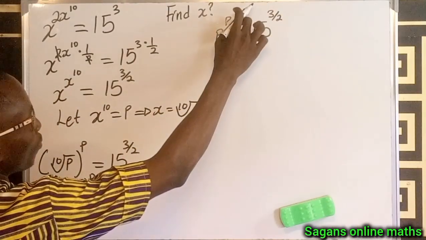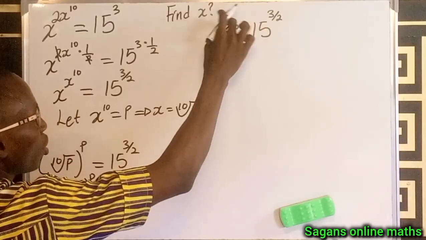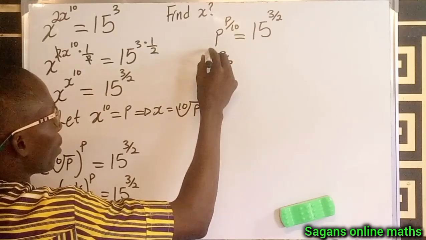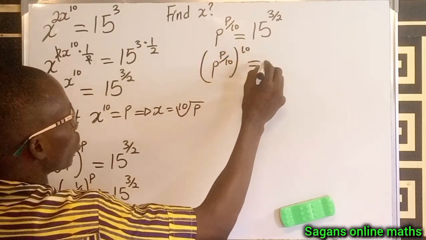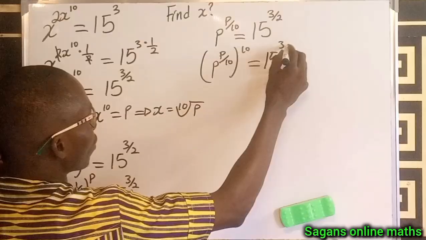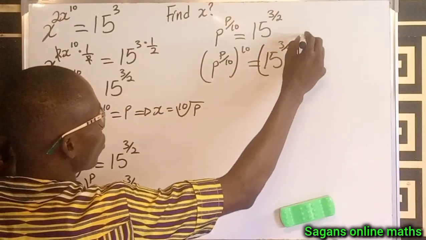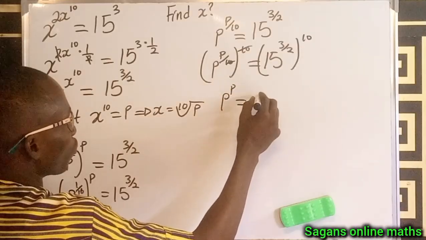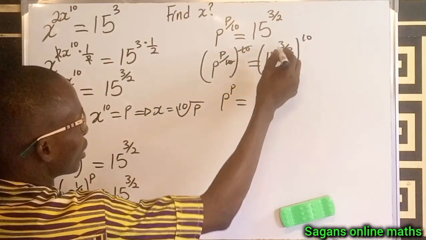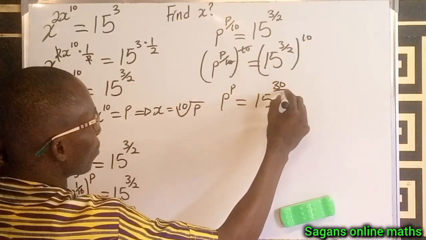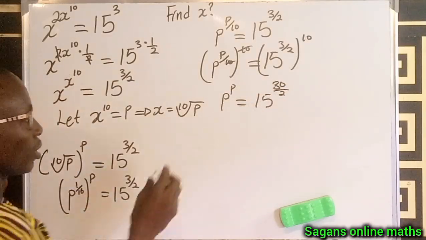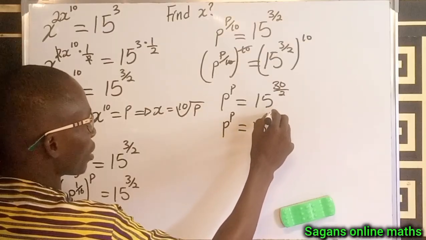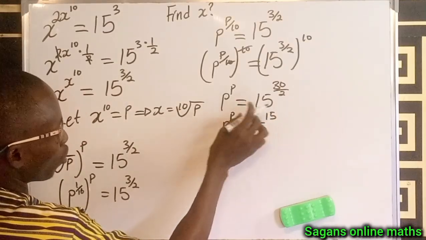Okay, let us remove this 10 from here. For us to remove this 10 from the denominator, we want to multiply both powers by 10. So that means p to the power of p divided by 10 multiplied by 10 is equal to 15 to the power of 3 divided by 2 multiplied by the power, which is 10, so that this will cancel out this. We are left with p to the power of p is equal to 15 to the power of 3 times 10, which gives us 30 divided by 2, and 30 divided by 2 is 15. So p to the power of p is equal to 15 to the power of 15.